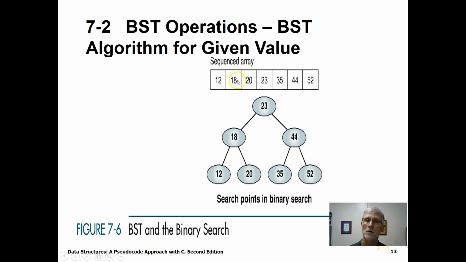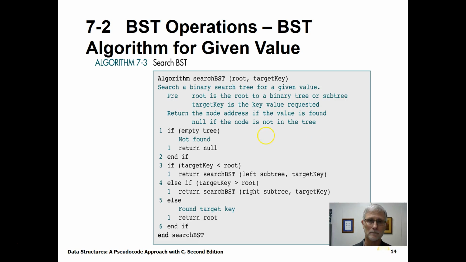I've got to go through 1, 2, 3, 4, 5, 6 items of comparisons to find that one. In a binary search tree, I'm making one comparison, moving down, making another comparison. I've got a match. I'm done. So the amount of processing time for searching can be substantially less. So let's take a look at the algorithm here.